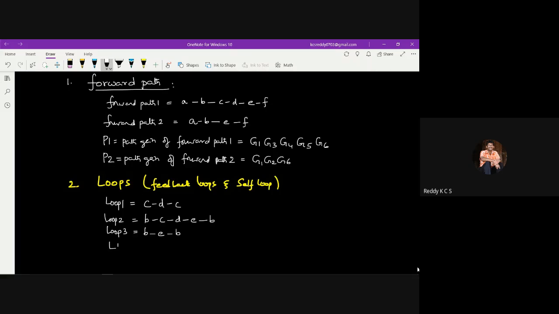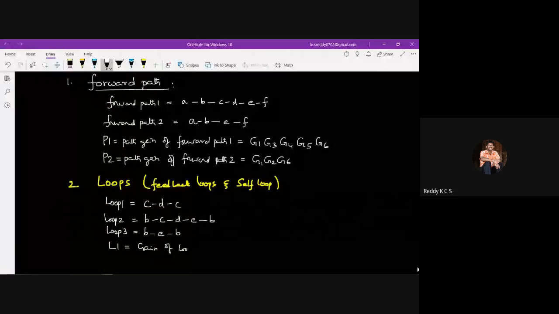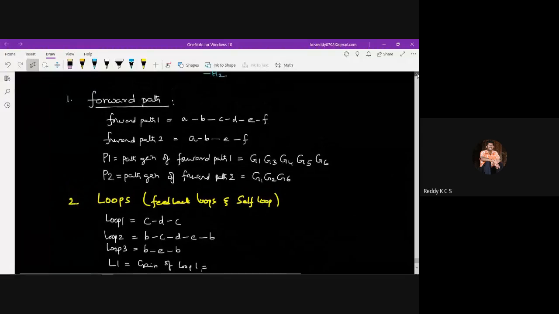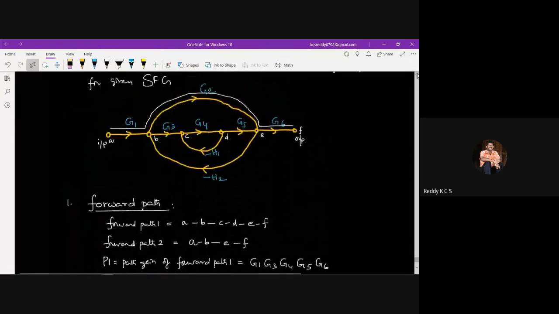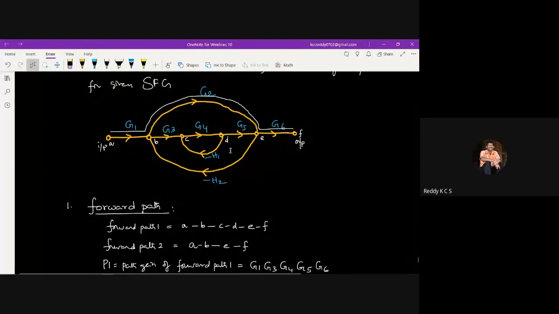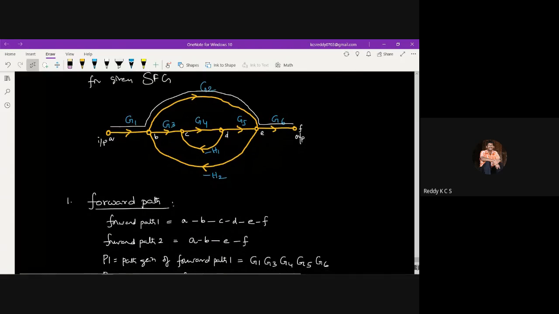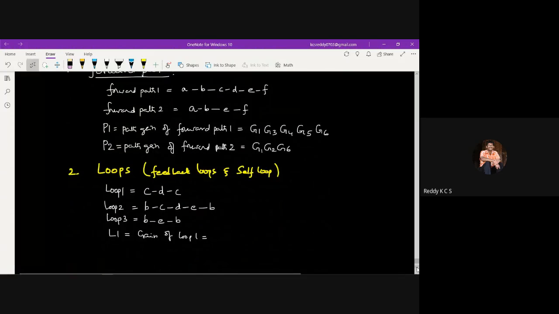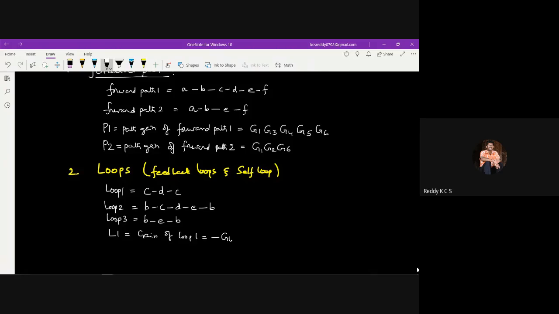Then L1 represents the loop gain 1, means gain of loop 1, which is C to D to C. What is the branch transfer function of this, which you need to look at in the diagram? See here, C to D, that is G4, then D to C is minus H1. So G4 into minus H1 is the loop 1 gain. Loop 1 gain, that is G4 into minus H1, is nothing but minus G4 H1.